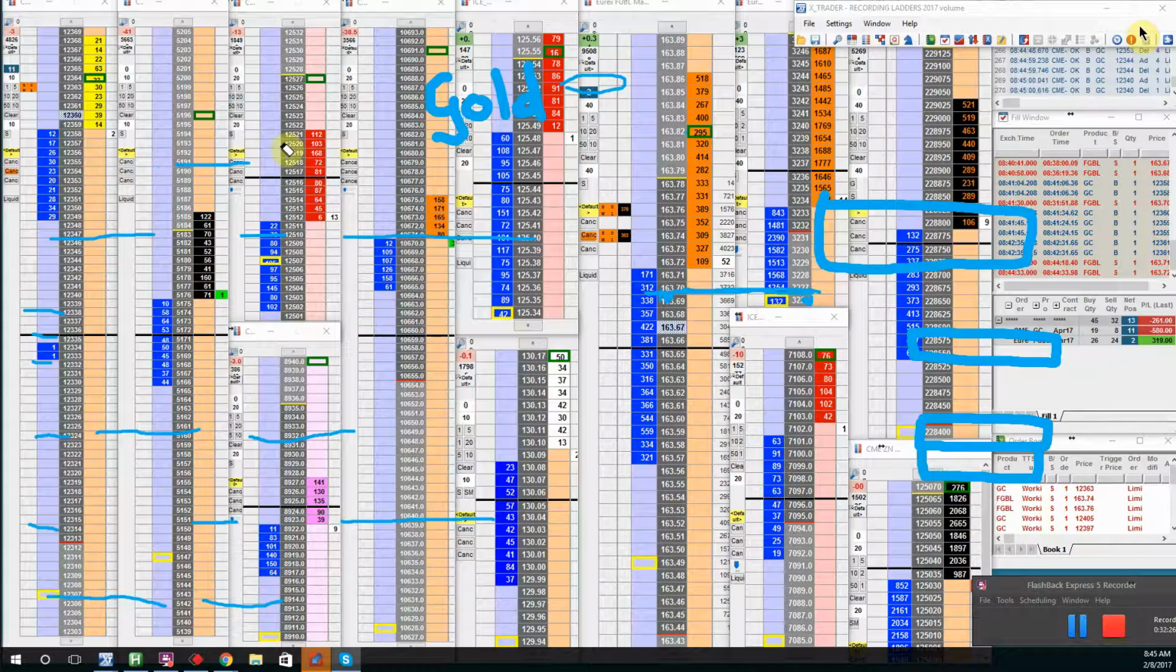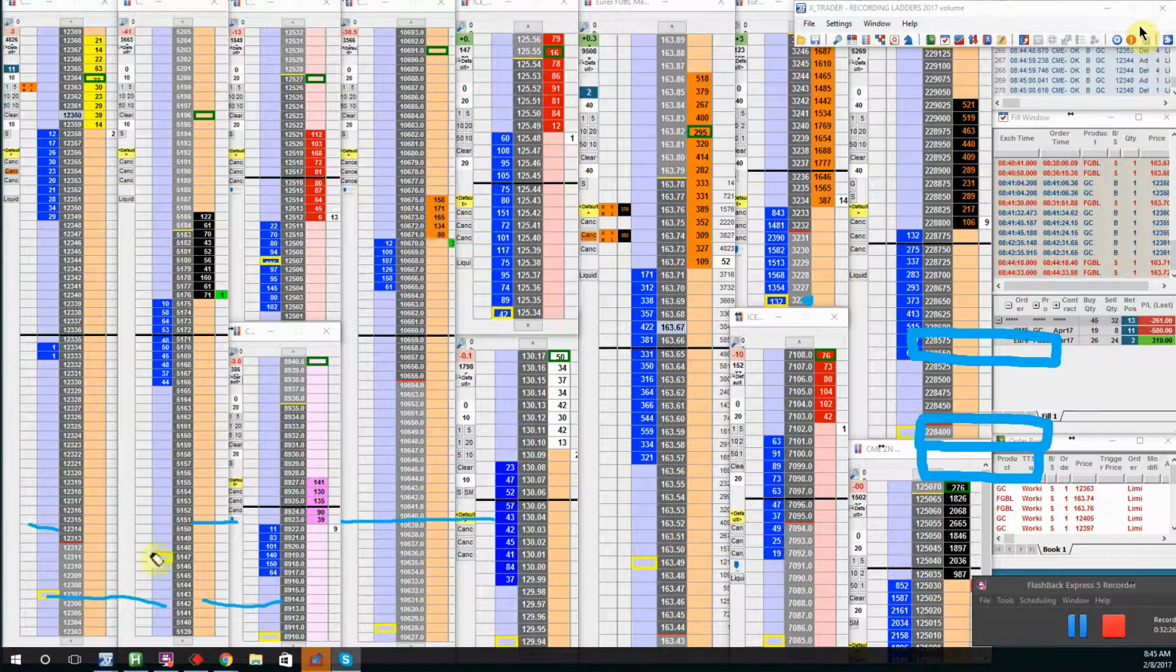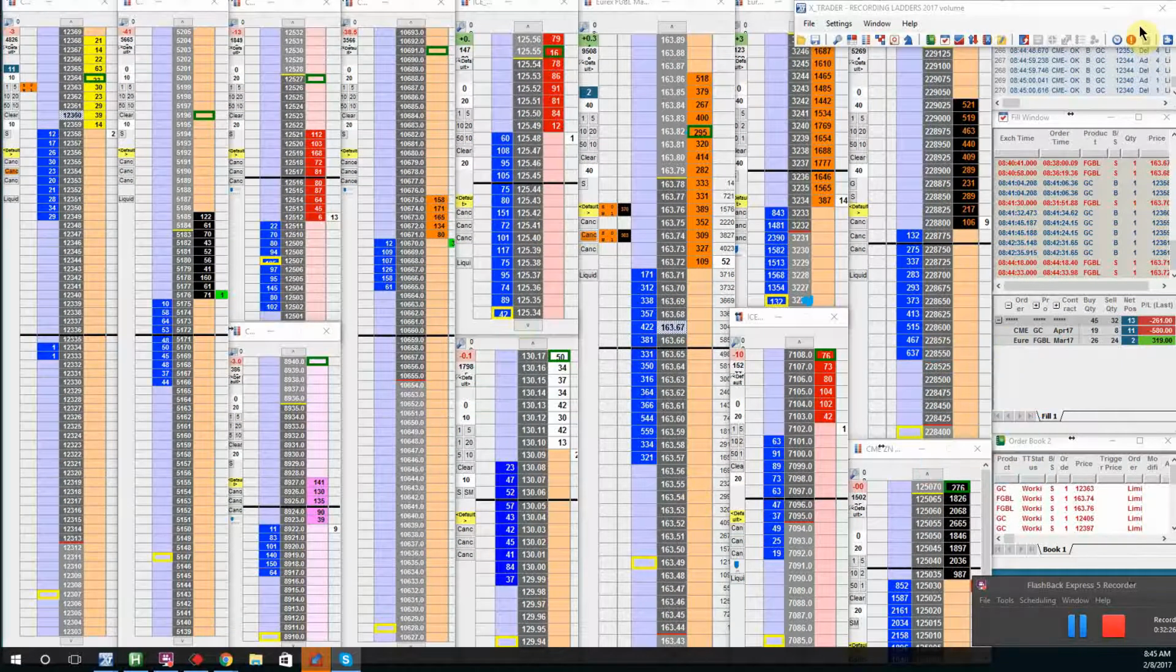Okay, so let's just make the screen nice and clear over here. So this is one of our traders on the trading floor, and what he's doing over here, where I want you to focus your attention, is on this ladder right here. So this is the gold futures market. So I want you to focus on this over here.